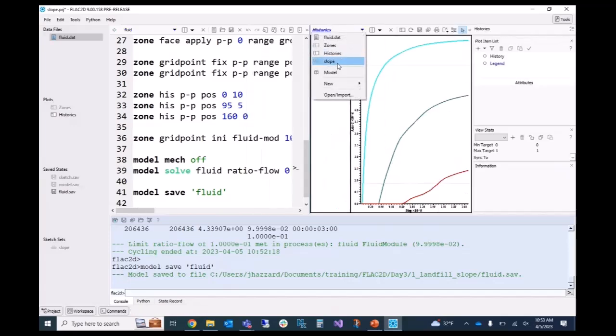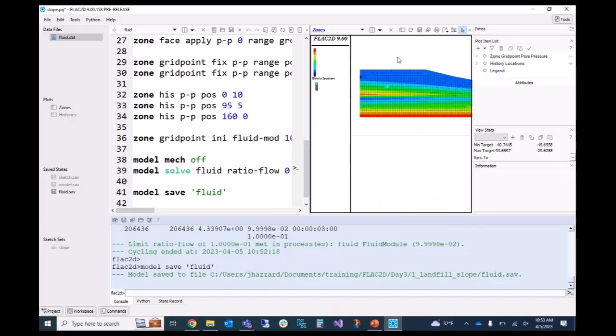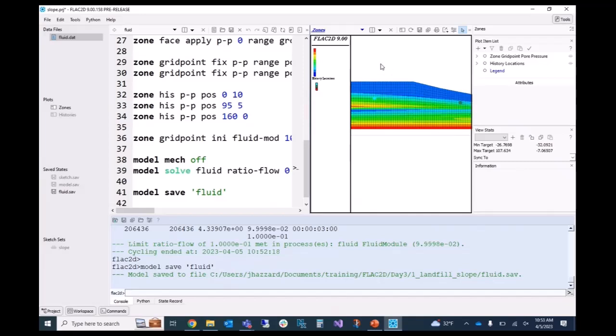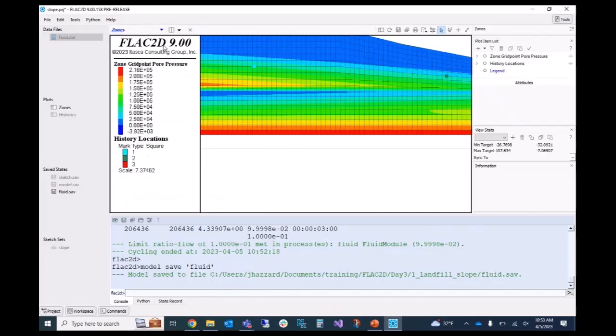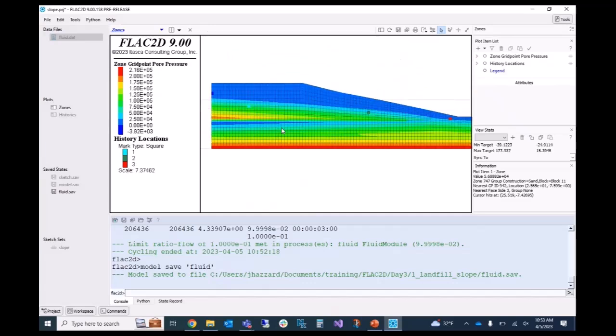Look at your zones. If you're on a laptop, this screen is probably a bit small, so you could just close this right-hand side. And in the left-hand side, you can just choose your zone plot from the drop-down. Get a nicer view here. Hopefully it looks something like that.